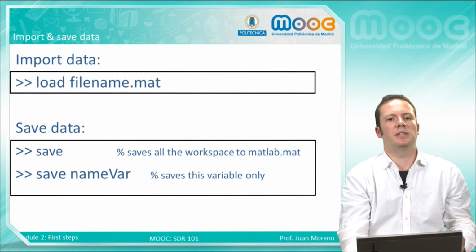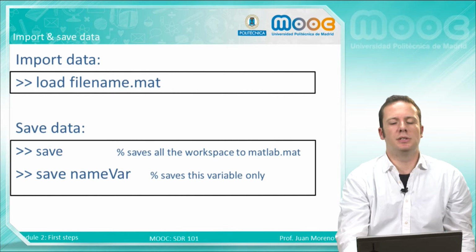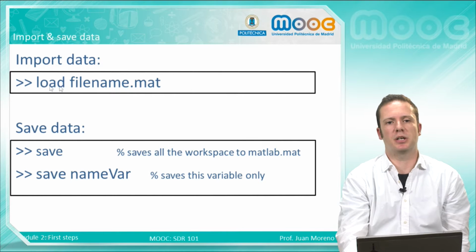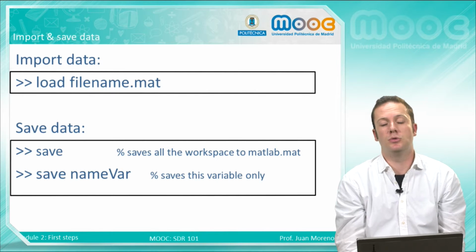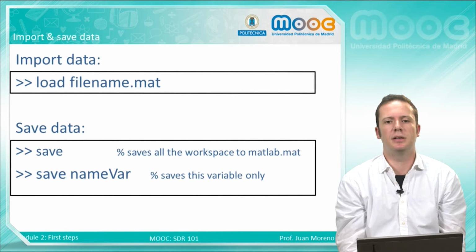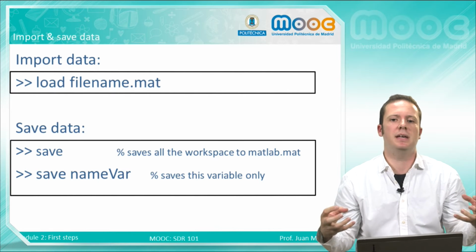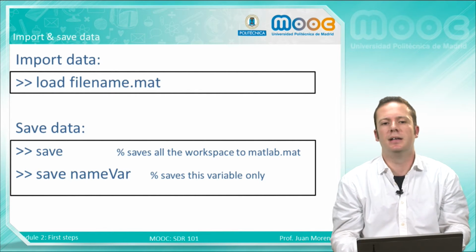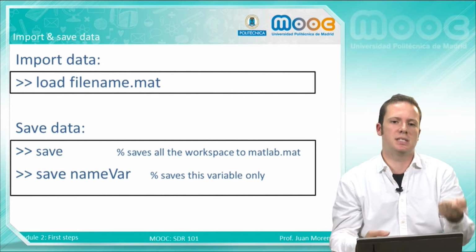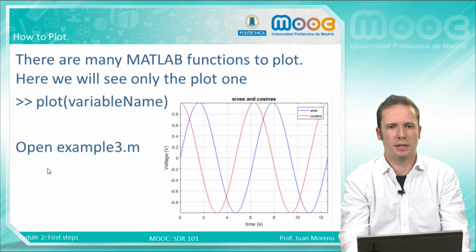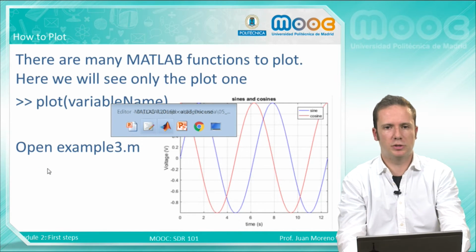Okay, how to import and save data. To import some content, some data, we will need to use this instruction, load and the name of the file that contains the data. To save data, we have a lot of options, but the most common are to only type save and press enter, and we save all the workspace into matlab.mat file. And also we can save only one variable, so we will need to type save and the name of the variable.